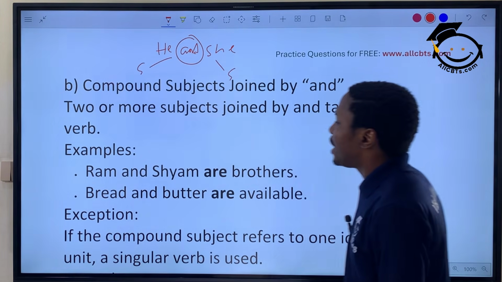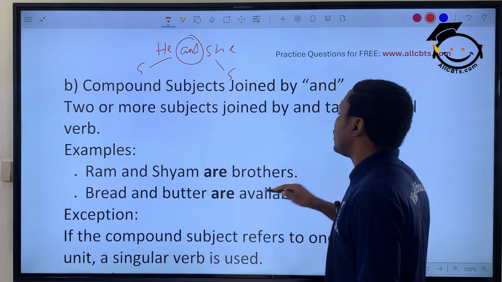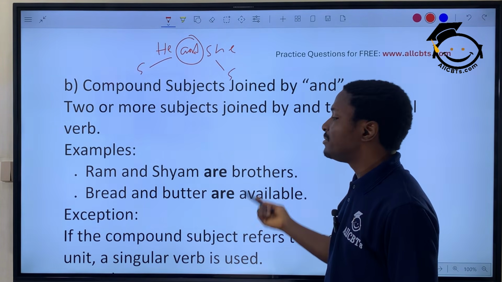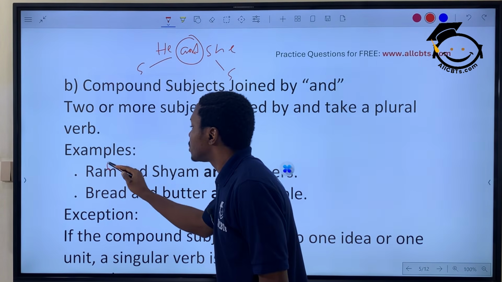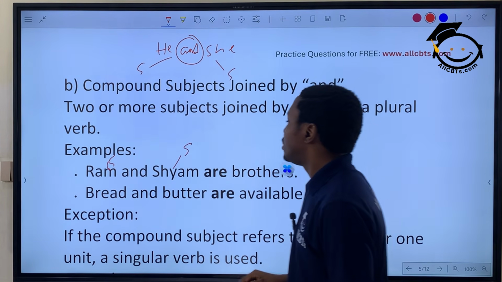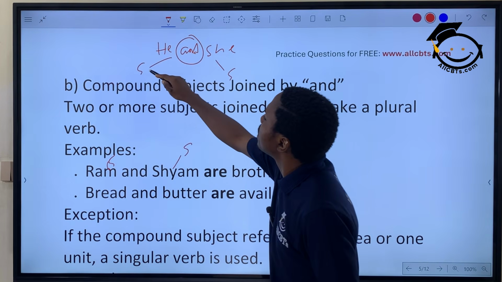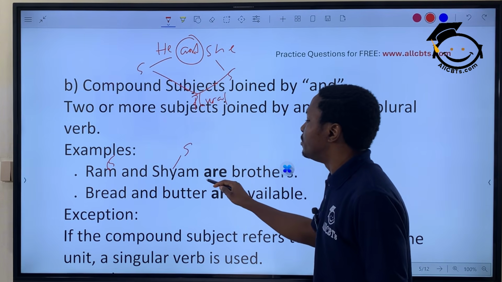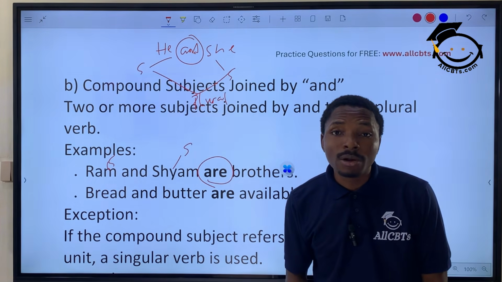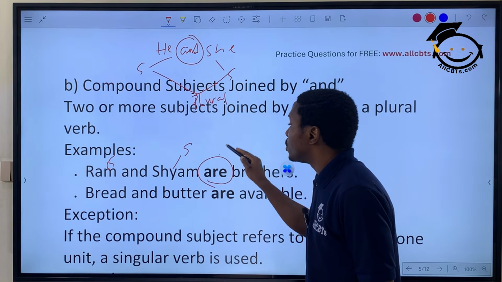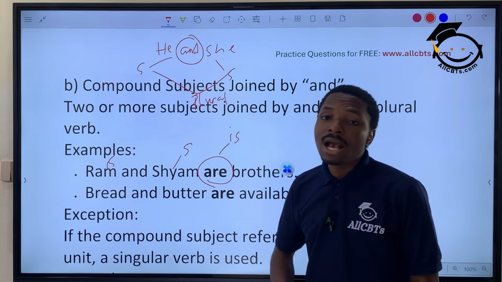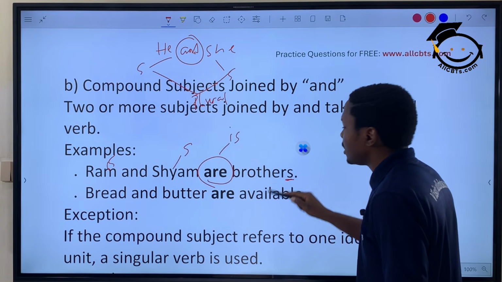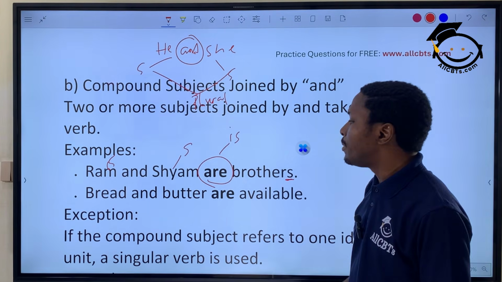Okay, look at this now. Ram and Cheyenne are brothers. If it were just Ram, it wouldn't make sense. So Ram, singular, Cheyenne, singular, come together to form plural. So what would the verb be? That's why you see that the verb is in the plural. The singular would be is; the verb is are, in the plural. And you can see here, brothers is also in the plural.